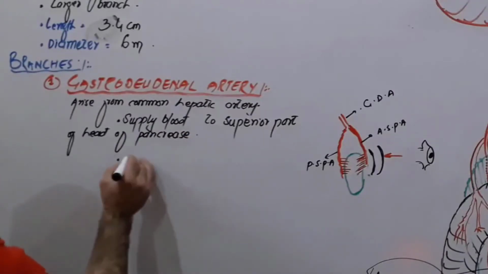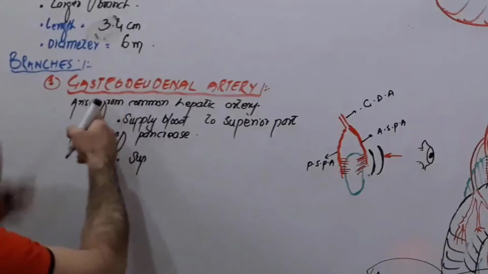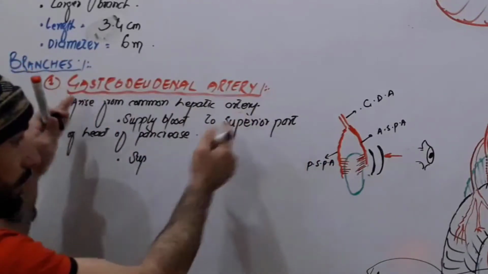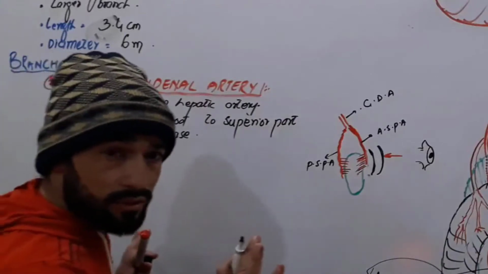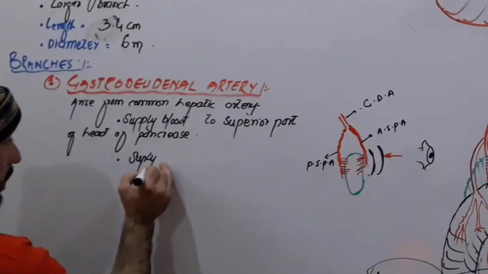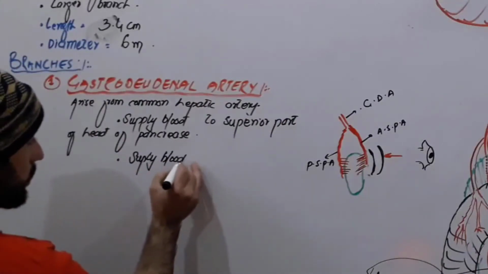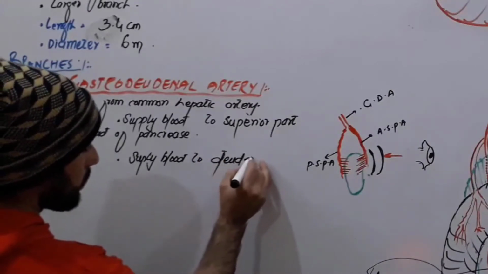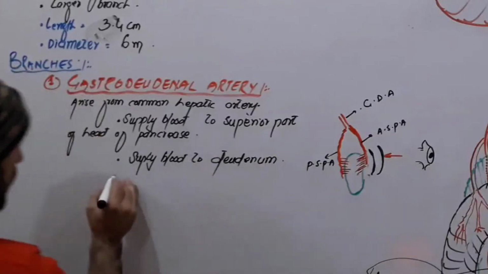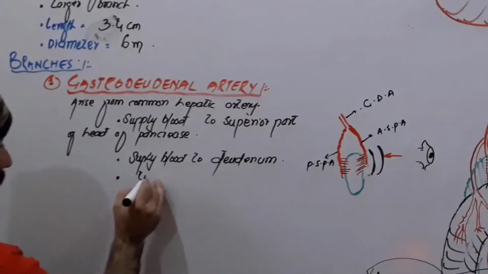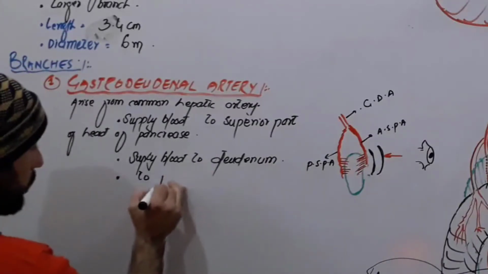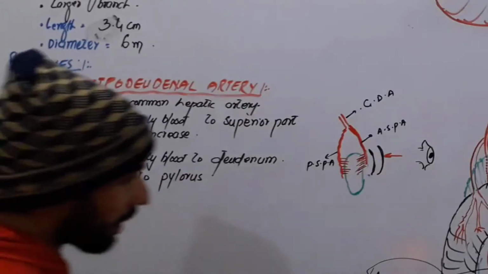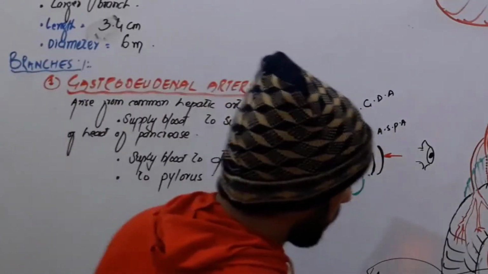Then what does it do? It supplies blood, this major artery, right? I'm discussing the blood supply of this major artery. Then we will divide its branches, don't worry. So it supplies blood to the duodenum, right? And to the pylorus also. It gives branches to the pylorus of the stomach, right?